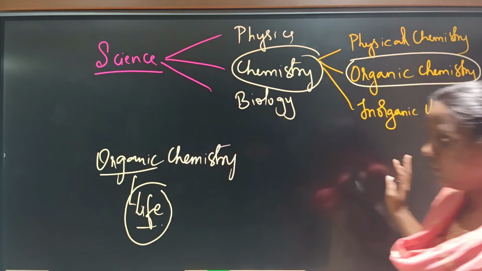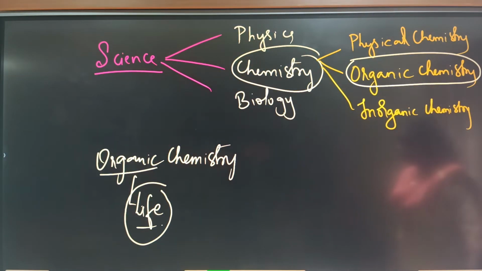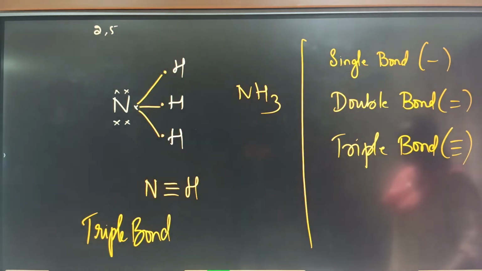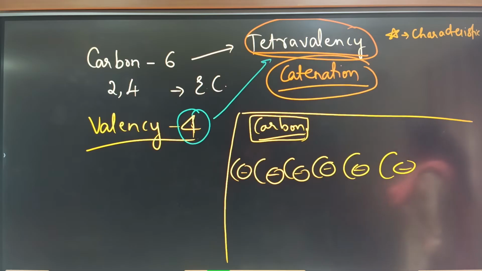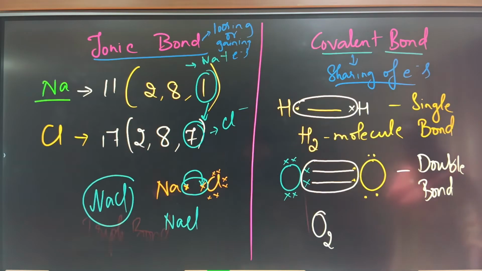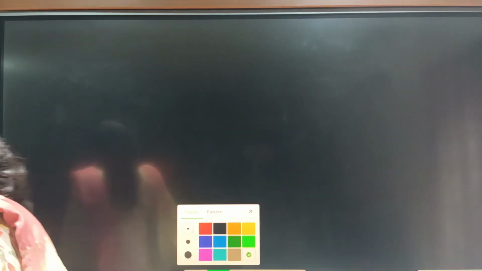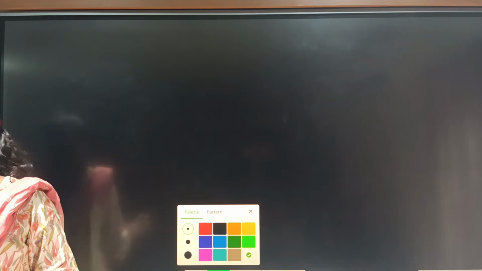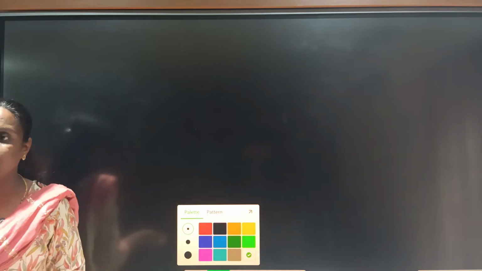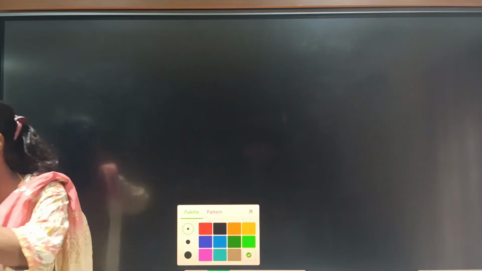Okay, now listen. Understood till here? So now we have one word called catenation. The main characteristic of carbon is, one, tetravalency. Why is it called tetravalent? We say carbon is a tetravalent element, or a tetravalent atom, because it has a valency of 4.